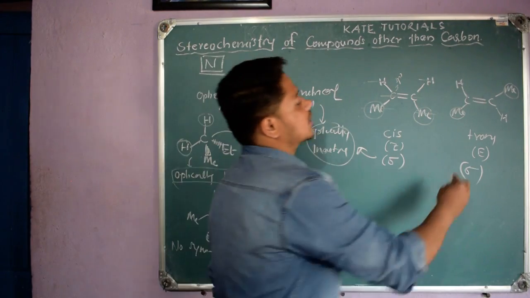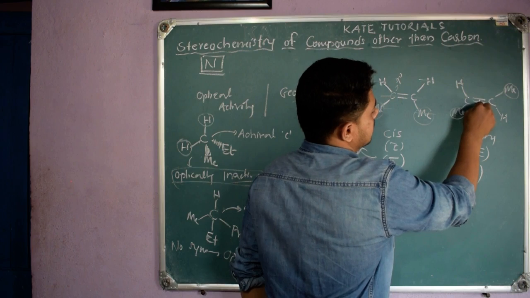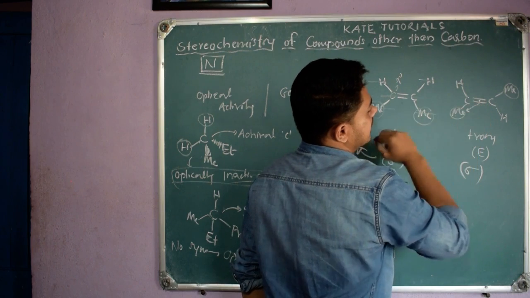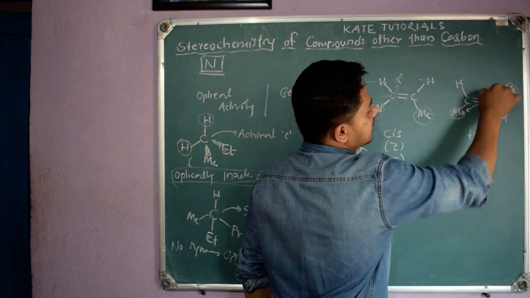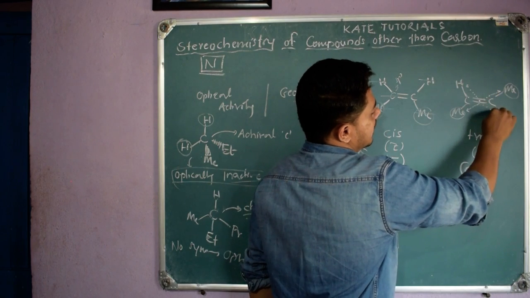And also it has got center of symmetry. Center of symmetry means, see, this is the center. From here, if I go like this, I will get methyl. From here, if I go like this, I will get methyl. From here, if I go like this, I will get hydrogen. From here, I will get hydrogen.